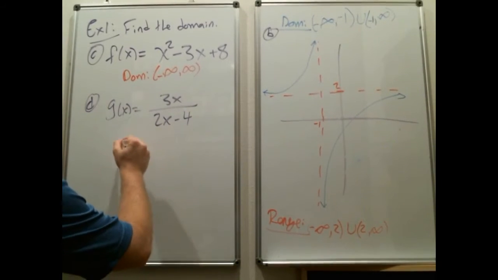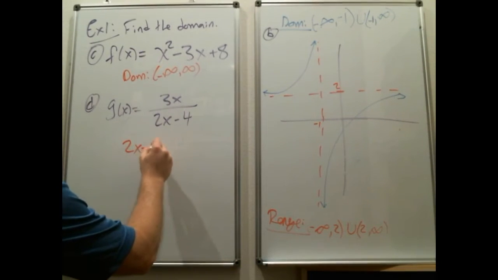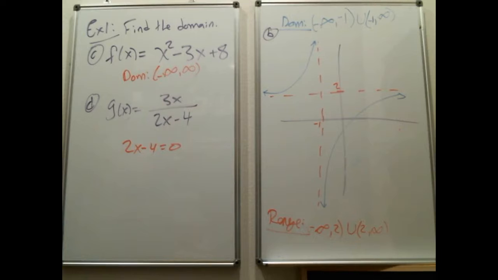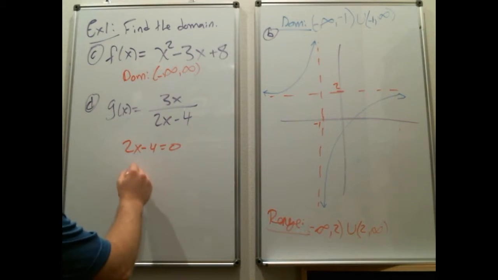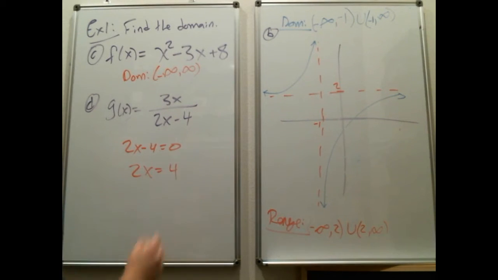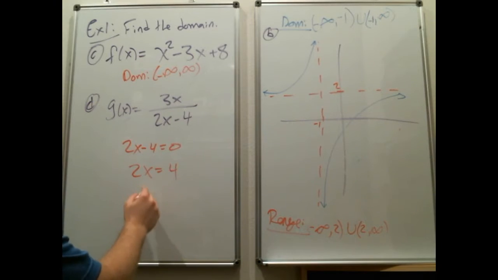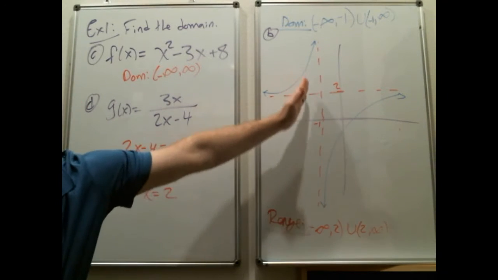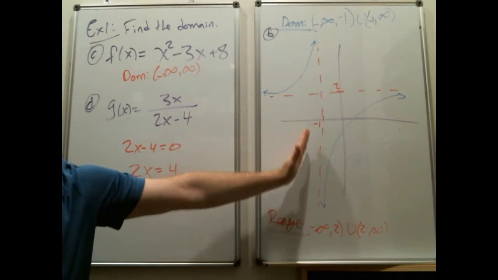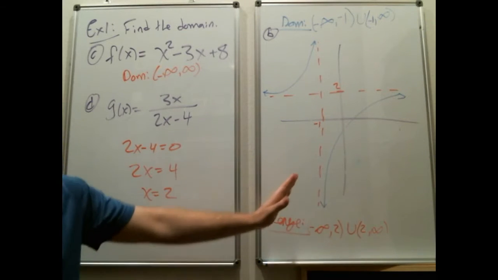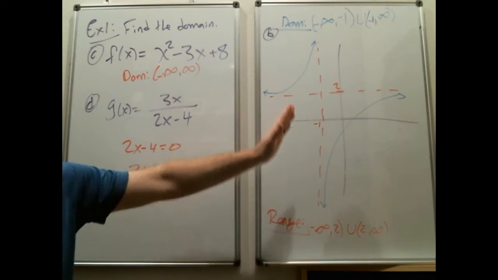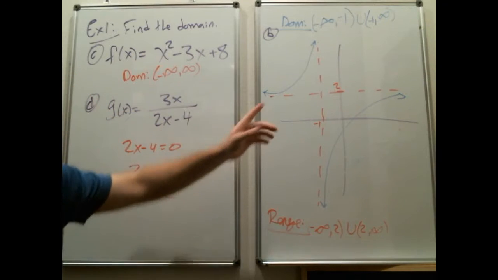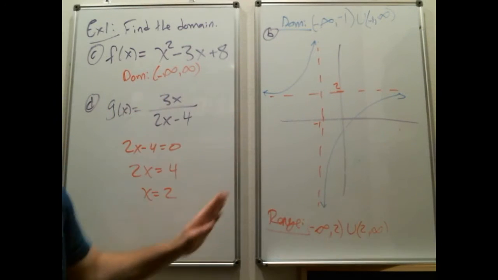So we set the bottom equal to 0, add 4, and divide both sides by 2. So x is equal to 2. This would be your vertical asymptote, which is this. In this example, it was -1. So over here in this example, when we found the domain, we left out -1 up there. So it's the same thing here.